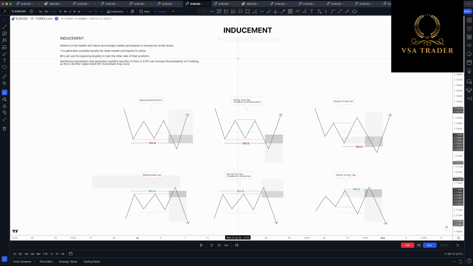This is a powerful concept when you understand it, but on its own, it's pretty useless. Like anything in trading, you need to combine it with all of your other confluences to build a portfolio of evidence to take a high probability trade.